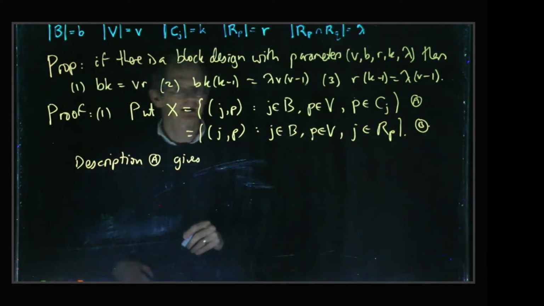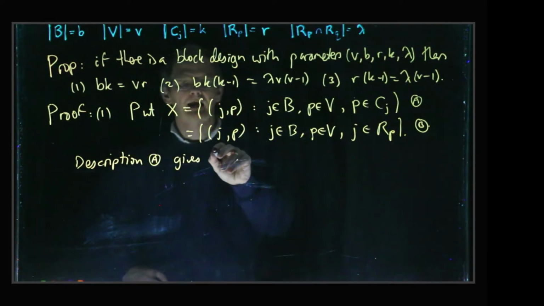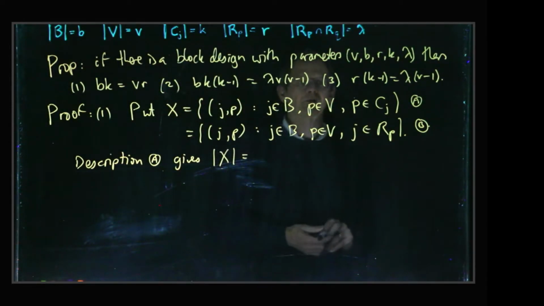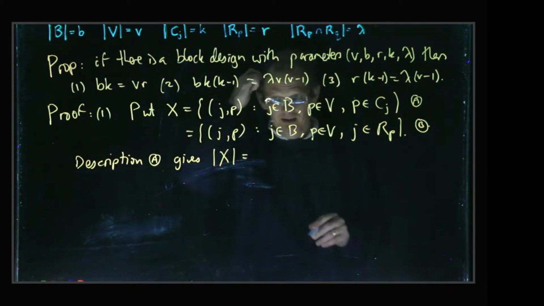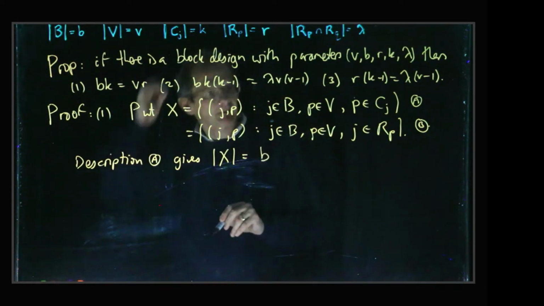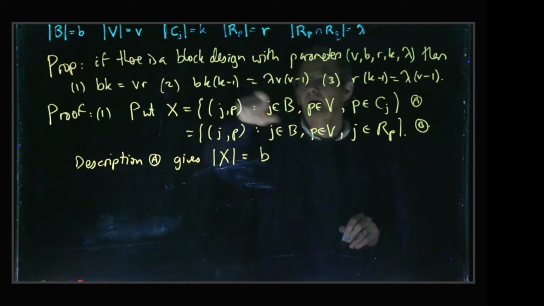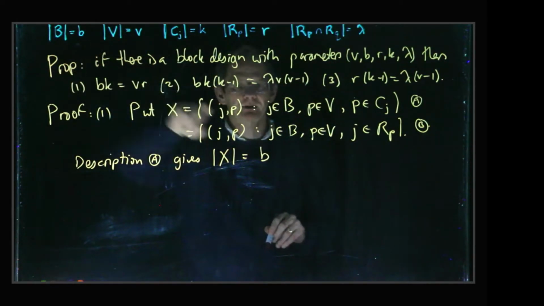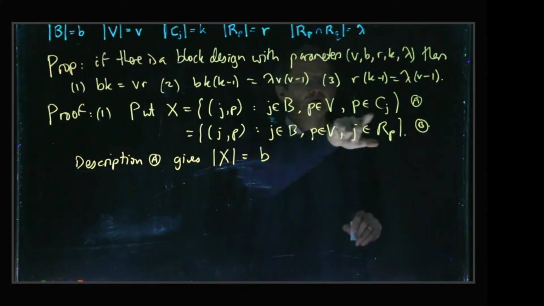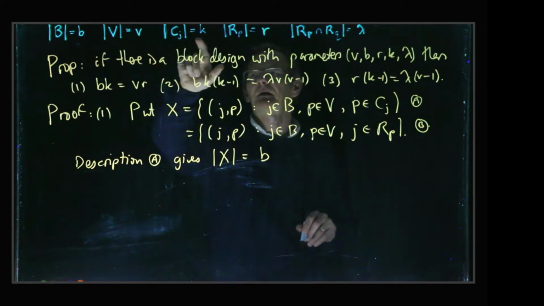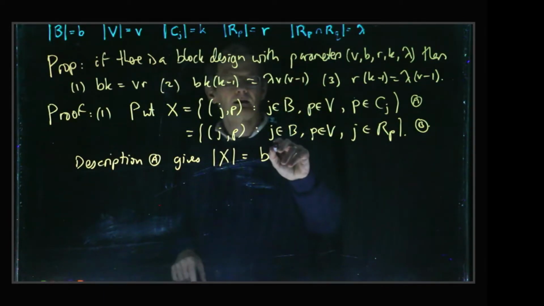Description A gives us a way to count the size of the set X. How do we find the size of X? First we can choose j, an element of the set capital B, which has size little b, so there are little b possible choices for j. Once you've chosen j, then you have to choose p, an element of Cj, and Cj has size k.